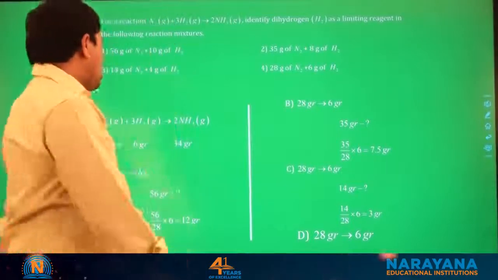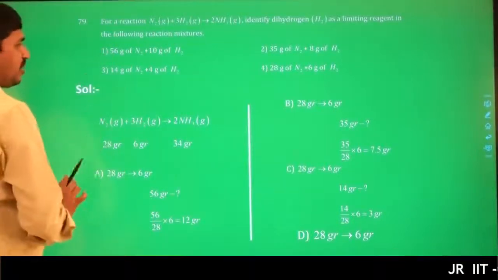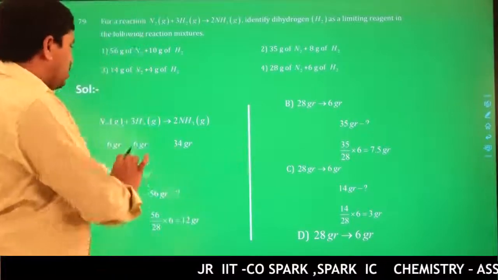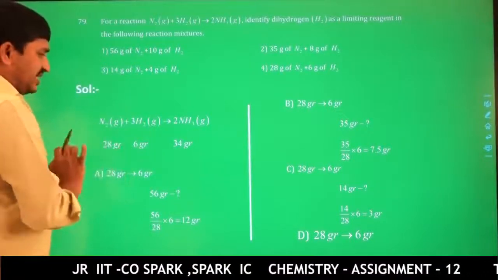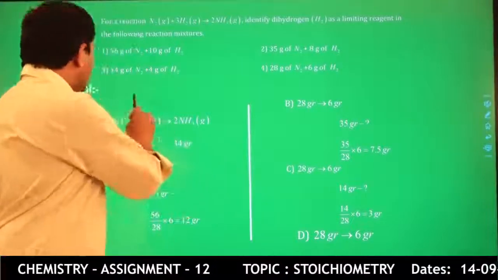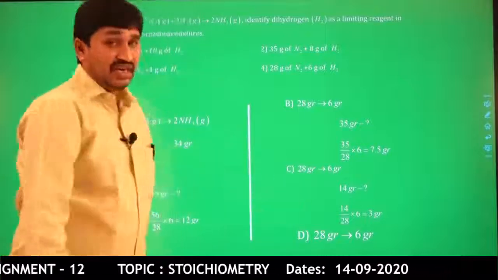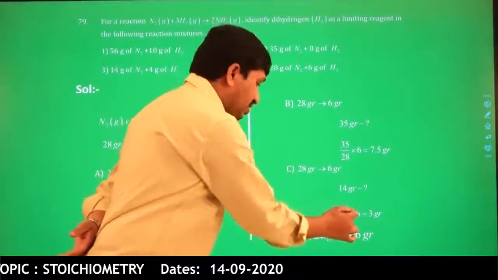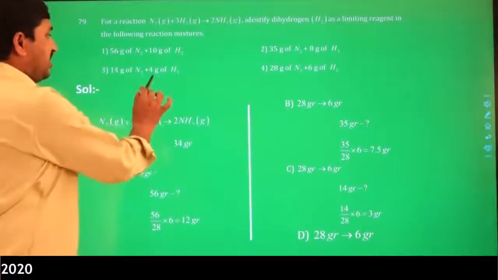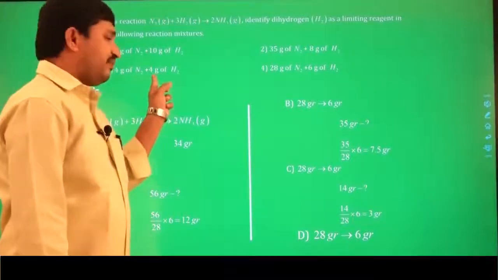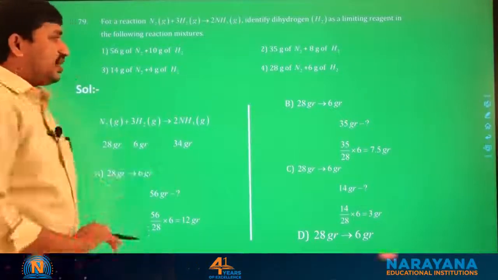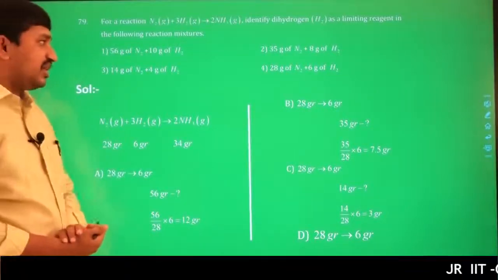Got it? Next, the third option, here 14 grams of N2 combined with 4 grams of hydrogen. What is the relation compared? According to the statement, 28 grams combined with 6 grams of H2. Then 14 grams of N2 combined with how many grams of H2? Then 14 by 28 into 6. Here the required number of grams of hydrogen is 3, but here 4 is taken. So more weight of hydrogen is taken compared to the required value. Here also it is not taken as a limiting reagent. Next, what is the fourth option?